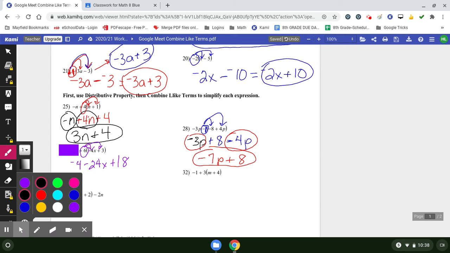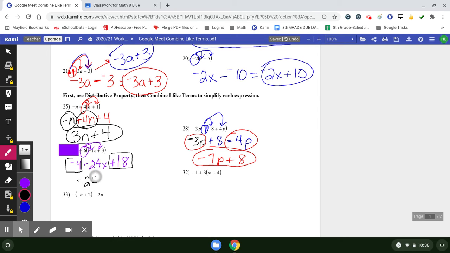Now when I combine like terms, there's only one variable, but I have two sets of numbers. So I need to do negative 4 plus 18. So I bring down negative 24x. Negative 4 plus 18 is plus 14.